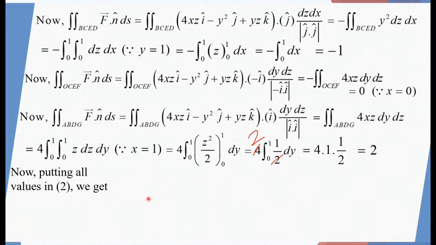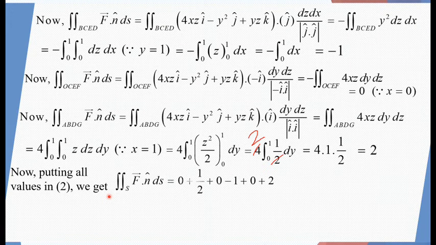So now putting all these values in equation number 2, what do we get? We get the double integral over S of vector F dot n cap dS is equal to 0 plus 1 by 2 plus 0 plus minus 1 plus 0 plus 2. So minus 1 plus 2 is 1, and 1 plus 1 by 2 is 3 by 2. Let this be equation number 3.